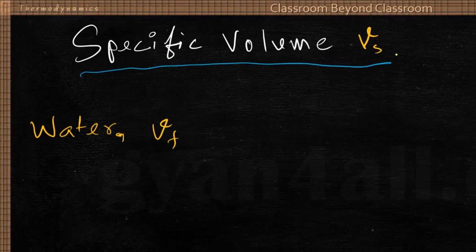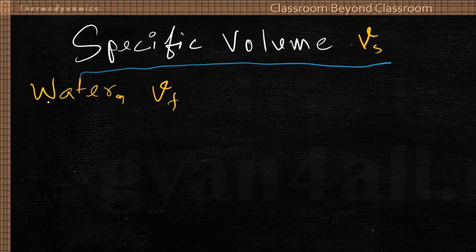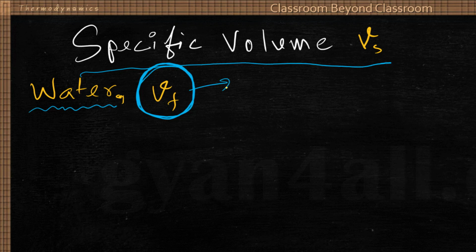Now we have also discussed specific volume per unit mass. If we represent it by Vs, then what is the specific volume of water? This is simply Vf, because the volume of water does not change. Although temperature increases, the volume does not change. There is a very slight change in volume, but for all practical purposes it is considered no change. That is why the specific volume of water is equal to Vf.